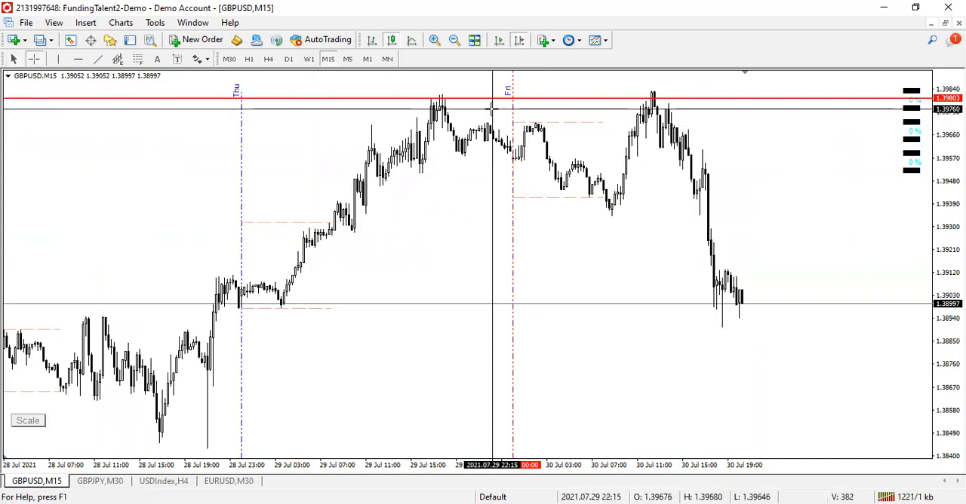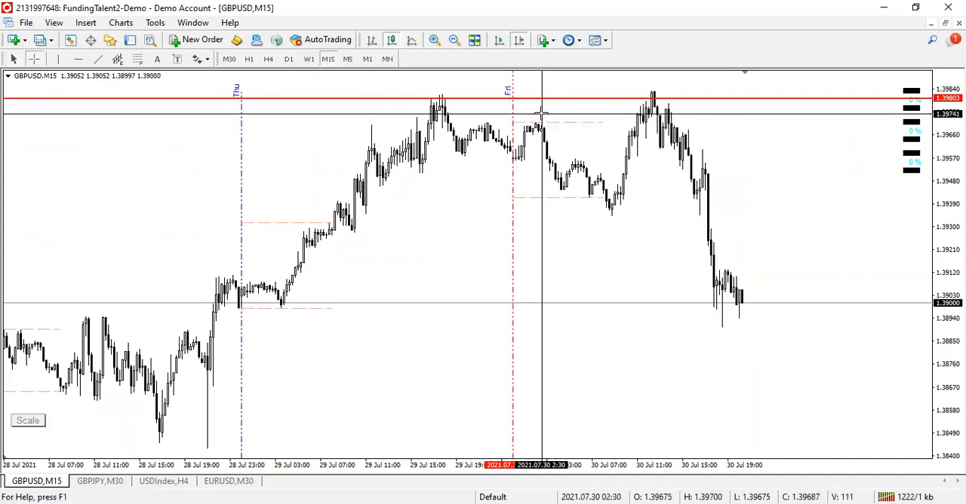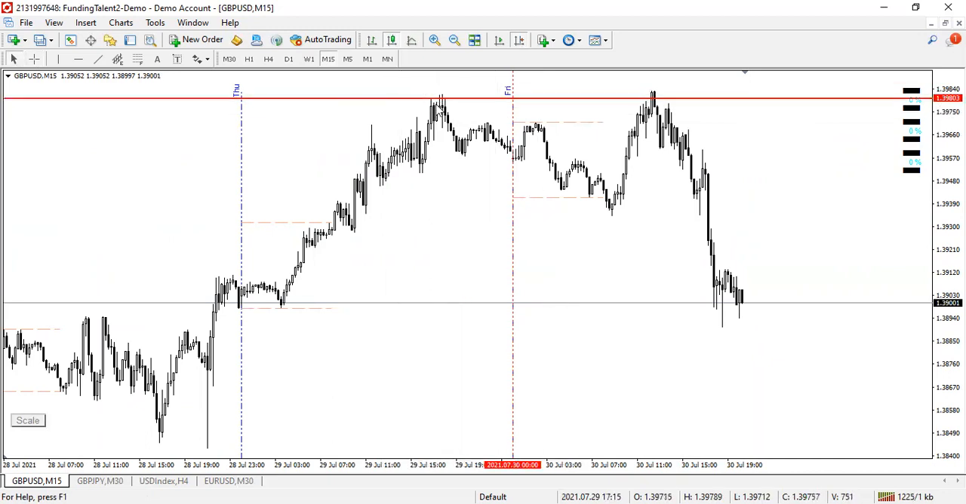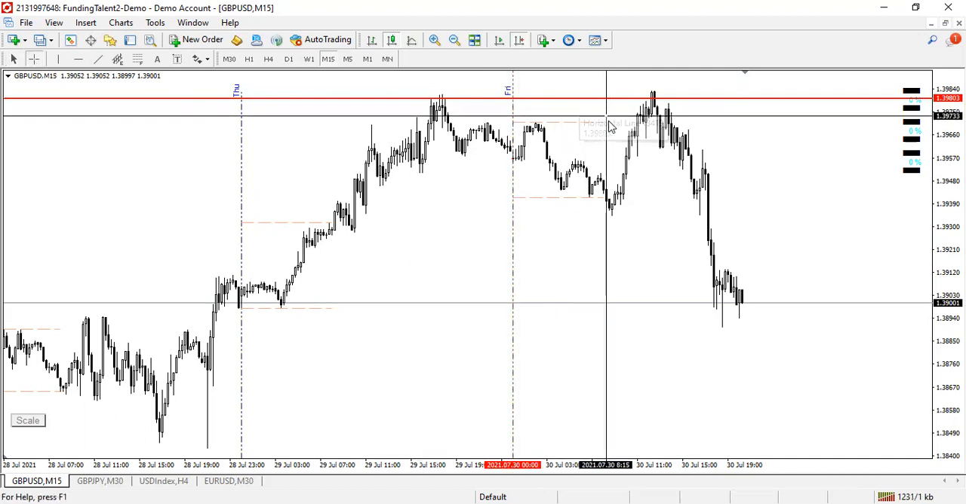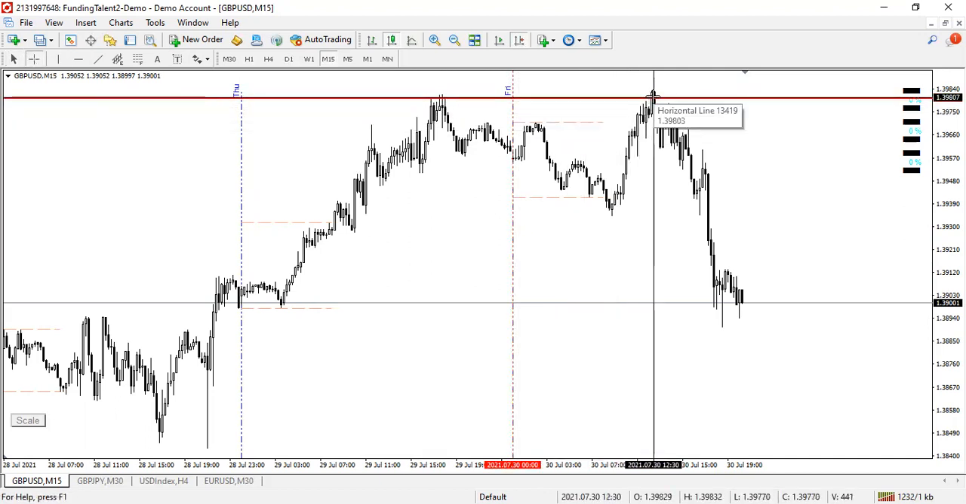This is 29th, this is 30th now. Now, what do we see? Now, we want to see, since the price closed, rejected this zone here on Thursday. This price rejected this zone on Thursday. We want to see what will happen once price gets back into this zone.